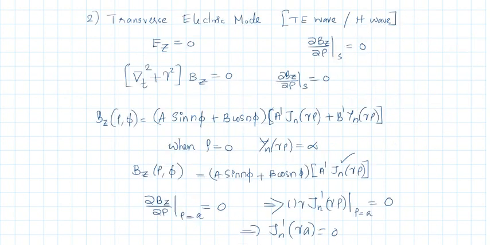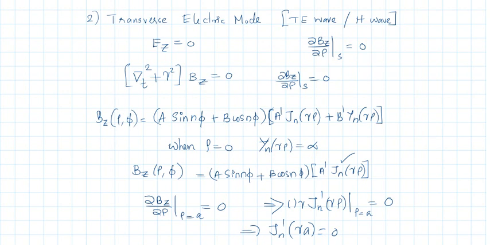Now we will discuss transverse electric mode or TE wave. What is the meaning of transverse electric? Here Ez is 0. So along the axis of the cylinder there is no electric field. So all the electric field components are in the transverse direction. That is why it is called transverse electric. Here the boundary condition is dou Bz by dou rho at surface equal to 0, not Bz at surface 0. It is dou Bz by dou rho at surface is 0.